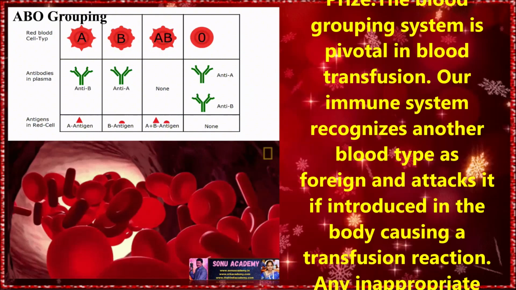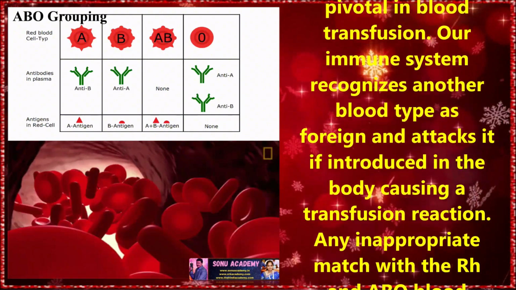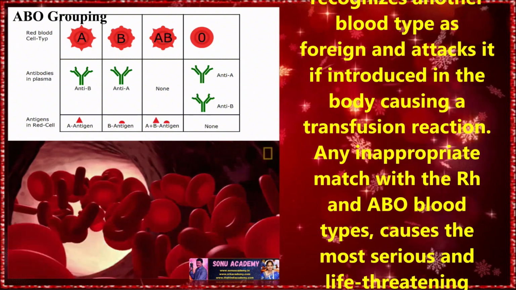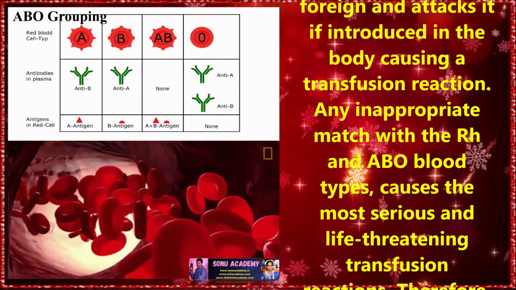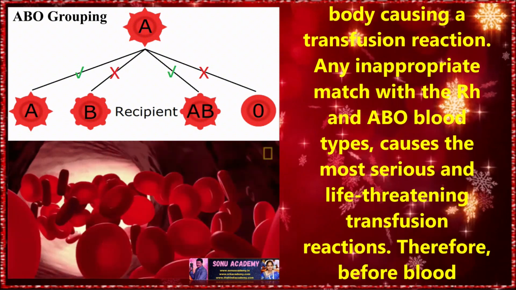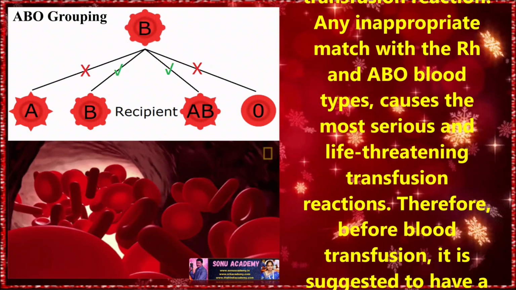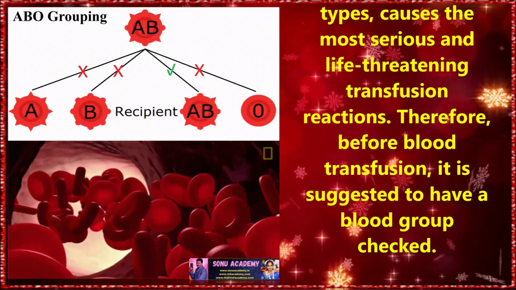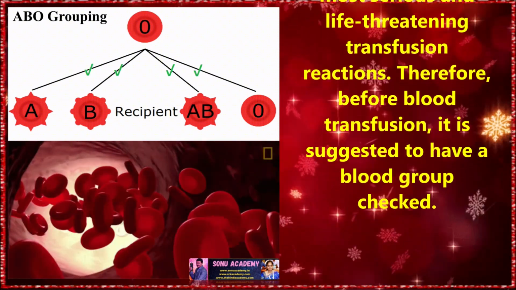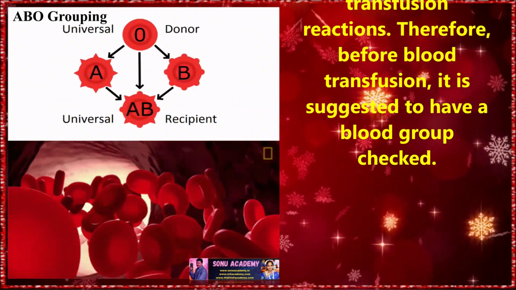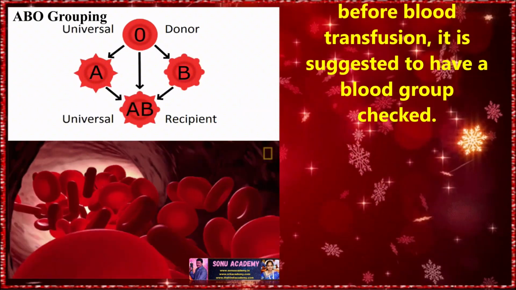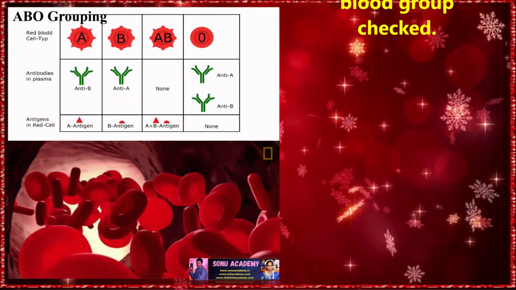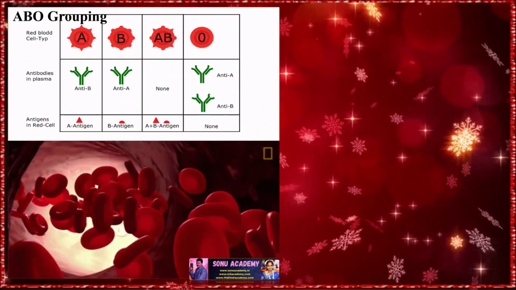The blood group system is pivotal in blood transfusion. Our immune system recognizes another blood type as foreign and attacks it when it is introduced into the body, causing a transfusion reaction. Any inappropriate match of the RH and ABO blood types causes the most serious and life-threatening transfusion reactions. Therefore, before blood transfusion, it is suggested to have a blood group check.